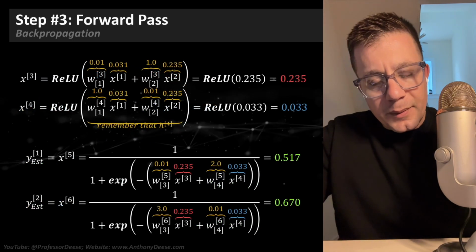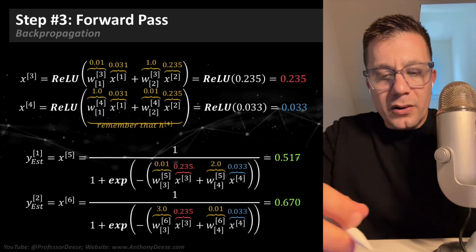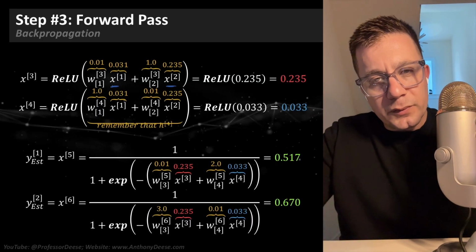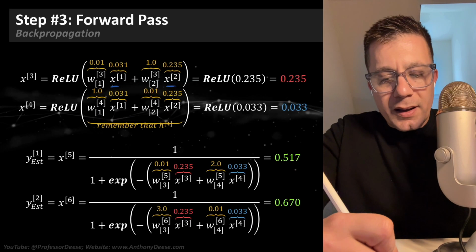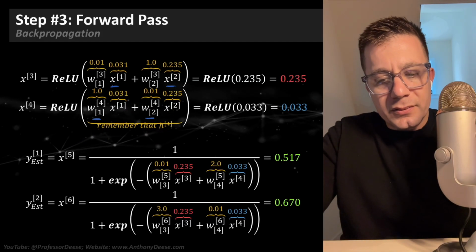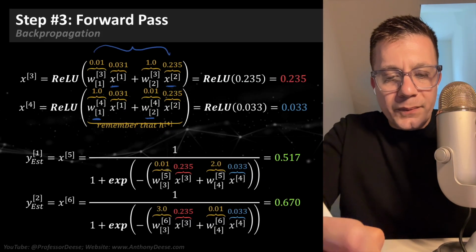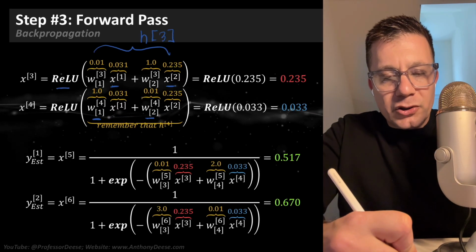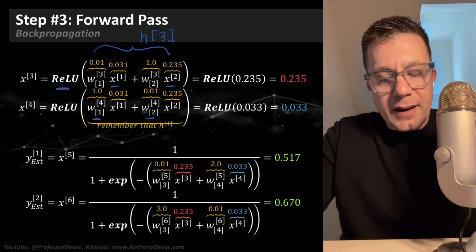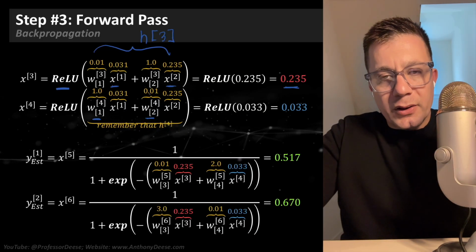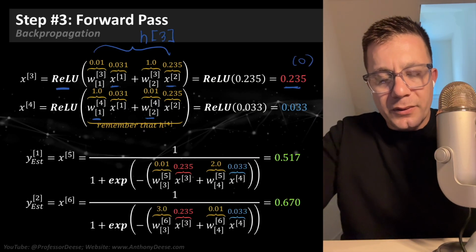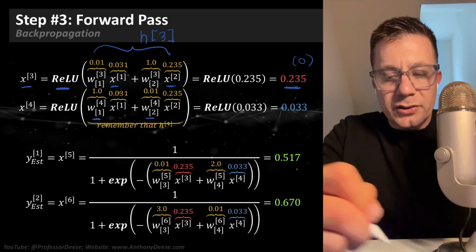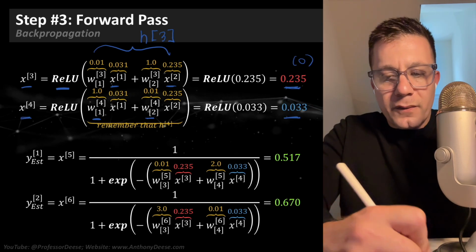And now we can finally begin our forward pass. We start off with the input values pulled from the training data set, as well as the initialized synapse weight values. We calculate our weighted sum, which we refer to as H superscript 3, and then we apply to it the rectified linear unit activation function, which yields a value of 0.235, again this is for iteration 0, 0.235 for x3 and 0.033 for x4.